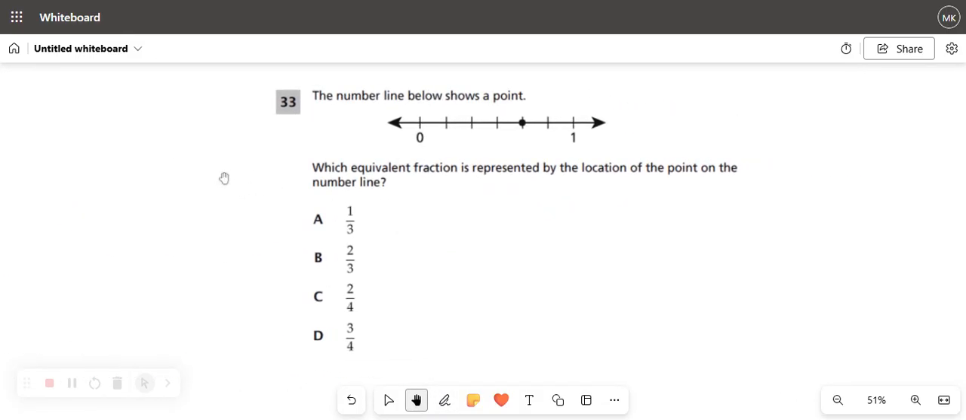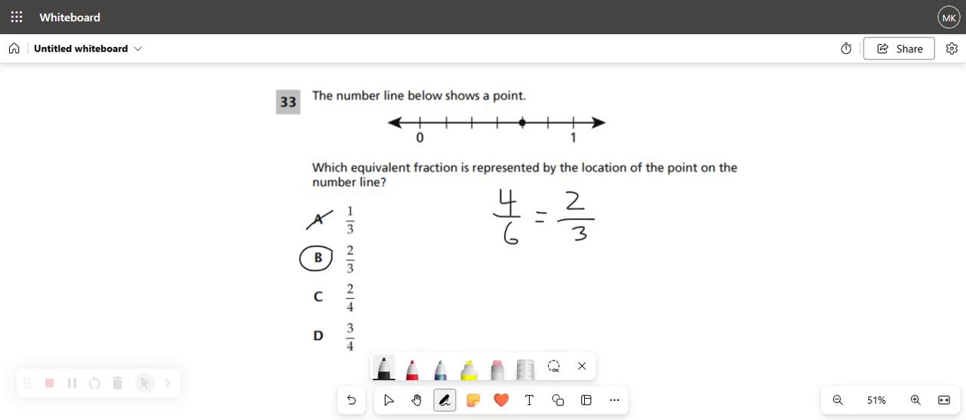For question 33, it says, the number line below shows a point. Which equivalent fraction is represented by the location of the point on the number line? So we have a number line between 0 and 1, and there are 1, 2, 3, 4, 5, 6 tick marks. And the dot is on the 4th tick mark, so the fraction is 4 out of 6. And we're supposed to find an equivalent fraction. And it's not 1/3, it is 2/3, because 4/6 is equal to 2/3.